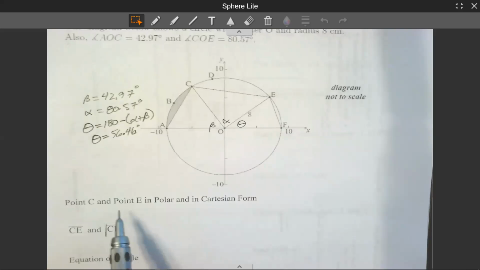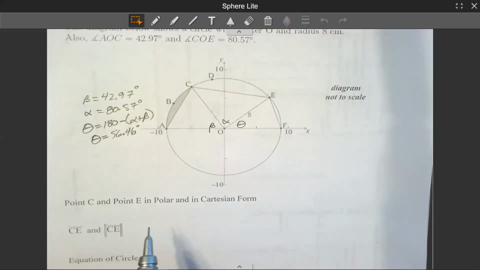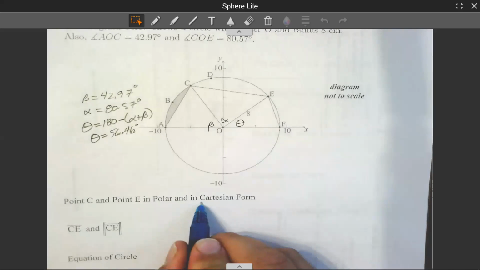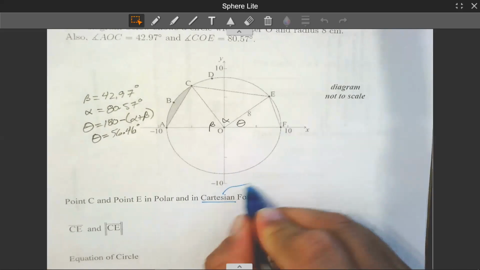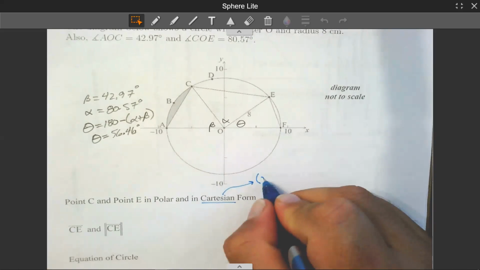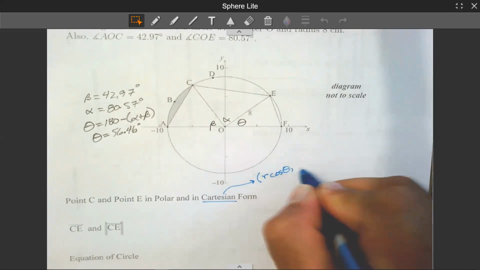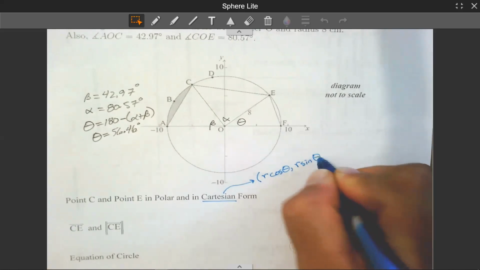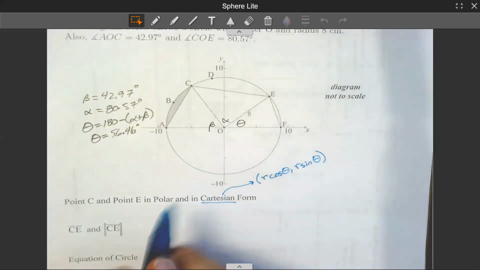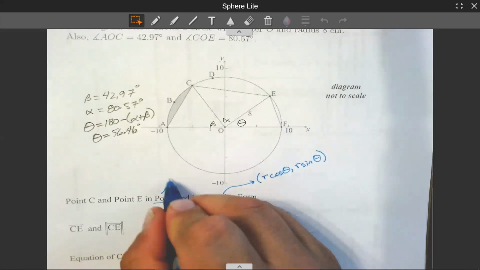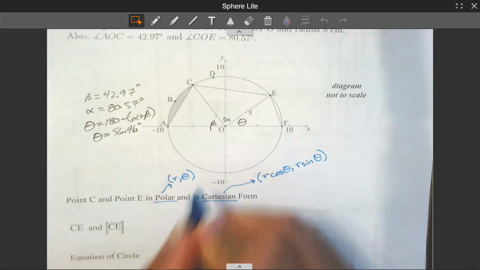Okay, so if we want to find point C and point E in polar and in Cartesian form, what we need to be aware of is the following. To get the Cartesian form of something, we're going to need to know R cosine of theta and R sine of theta. That's going to be for the Cartesian form. And for the polar form, we would simply need to know R and theta.